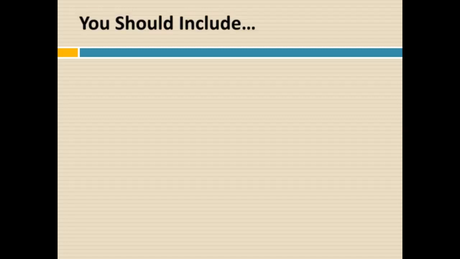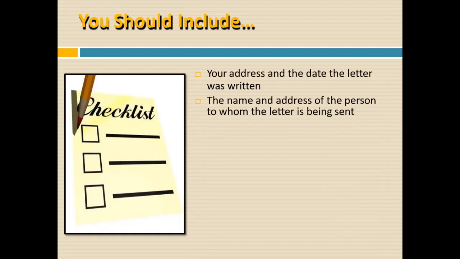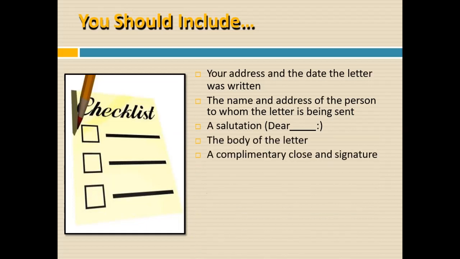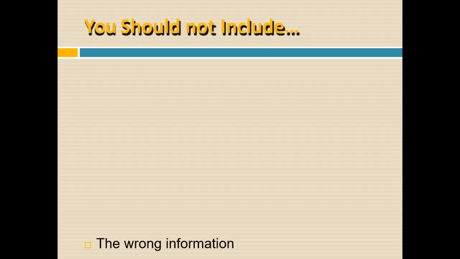After this, here is a quick recap of everything you will include in your letter and what you should not. You should include this checklist: your address and the date the letter was written, the name and address of the person to whom the letter is being sent, a salutation like Dear, a greeting, the body of the letter, a complimentary close and signature, and a title of respect such as Dr. or Mr.